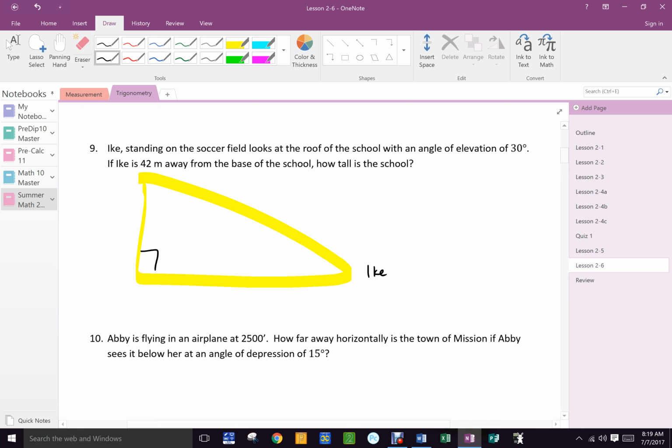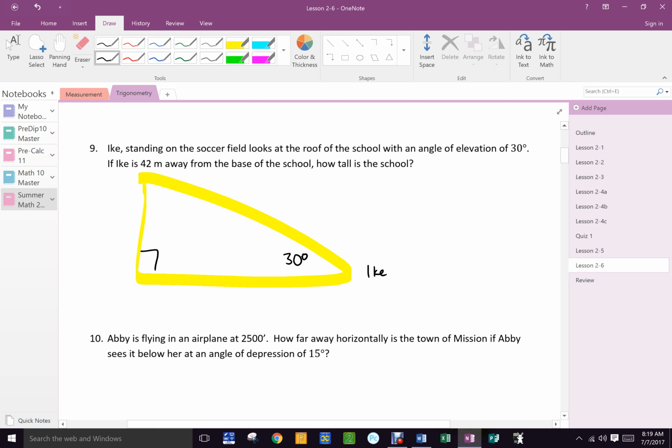Where do angles of elevation go? Up from where? From the flat, from the horizontal. So where's the only angle that goes up from the horizontal? Is it X or is it Y? It's Y. So angle Y is 30.